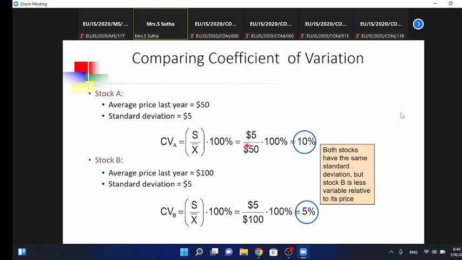Right. Now, the other way around, I am asking: looking at the average prices of the stocks, which one would you choose here? Stock A or Stock B? Just look at the average prices. Then which one will you choose?